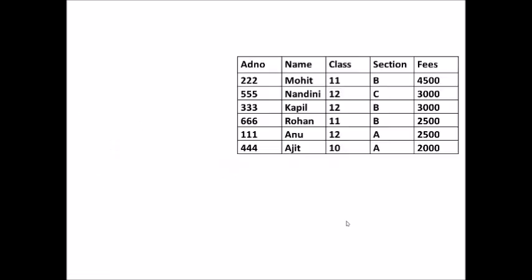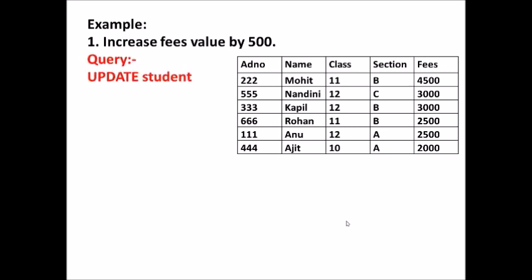Now, for example, if this is the table student, and we want to increase the fees of all the students by rupees 500, our query will be update student. So after update, we write the name of the table. So student is the name of the table, and then set. Now which column do we want to modify? We want to modify the fees column. This is the fees column. So fees is equal to, and what is the new value? Old value of the fees plus 500, because we want to increase the fees by rupees 500. So the formula will be fees is equal to fees plus 500.